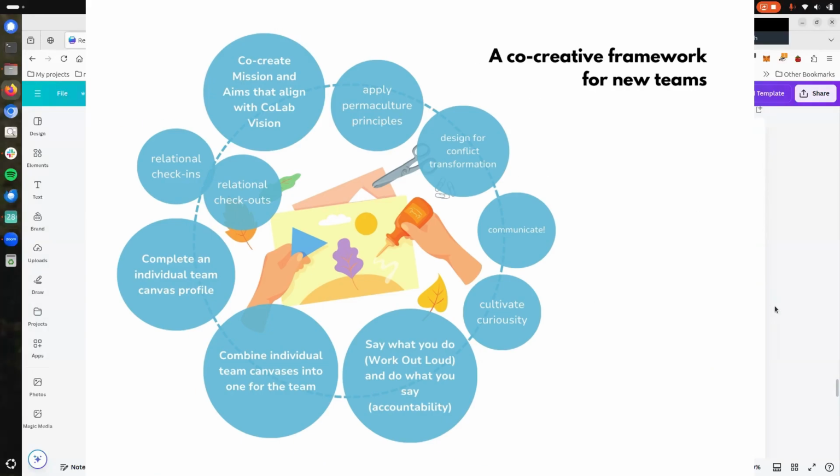I also offer here a co-creative framework for new teams. This basically goes through all of the stuff that I've been through already. It mentions different tools that we have, relational check-ins and checkouts, like I said before, the co-creation of the vision, mission, and aims, the application of permaculture principles, designing for conflict, communication, cultivating curiosity, and then practices of working out loud. And if you're not used to this, it's kind of interesting.